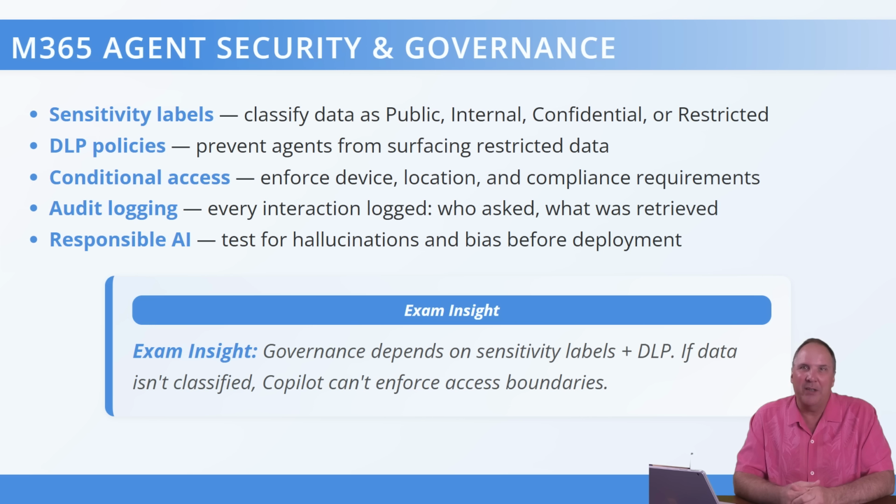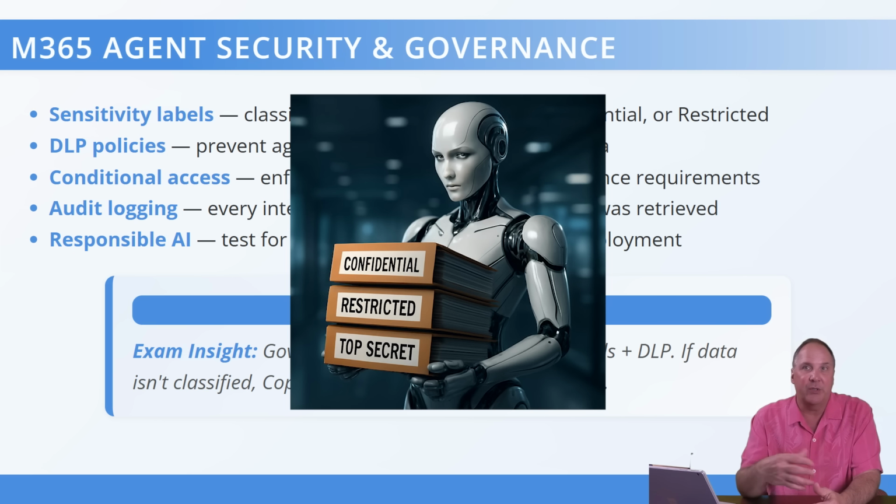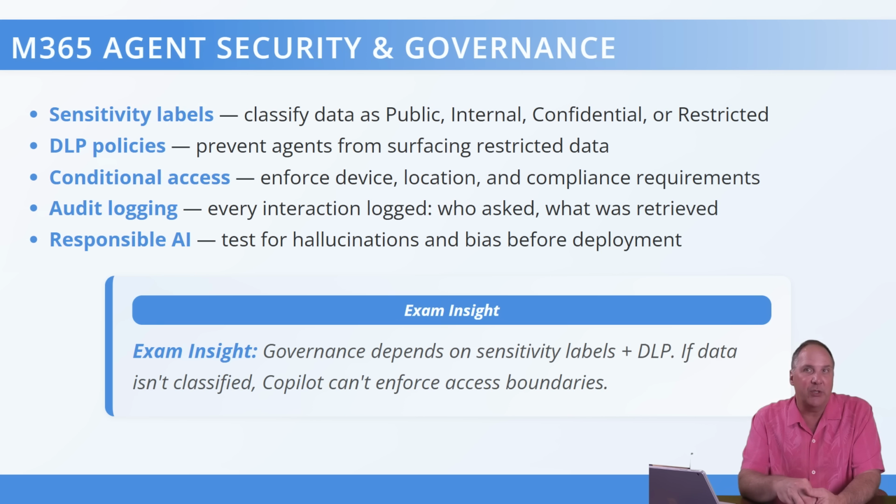M365 agents inherit the Microsoft 365 security stack, which is powerful but only works if your data is classified. So sensitivity labels are foundational here. Documents and data carry classifications like public, internal, confidential, restricted. When Copilot retrieves data to answer a question, it checks the label against the user's access level. If the user can't see confidential data, Copilot doesn't return it.